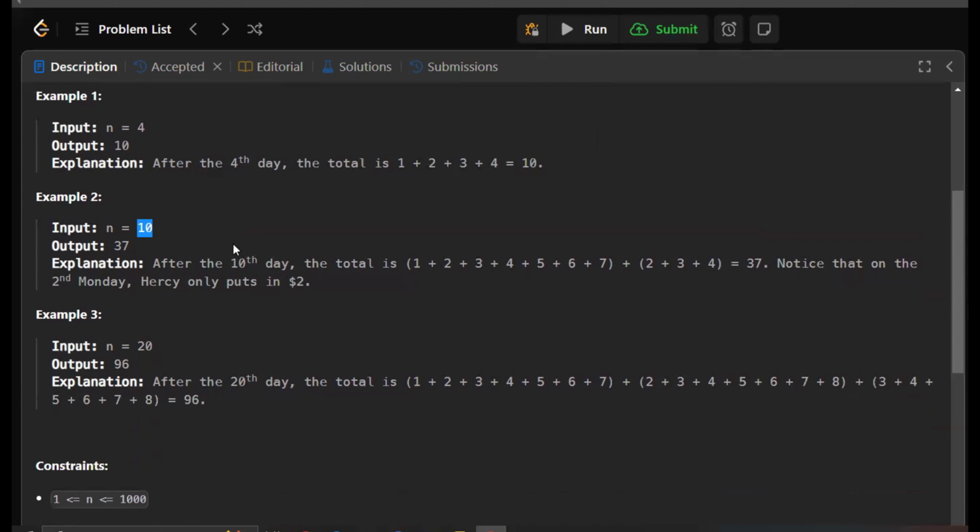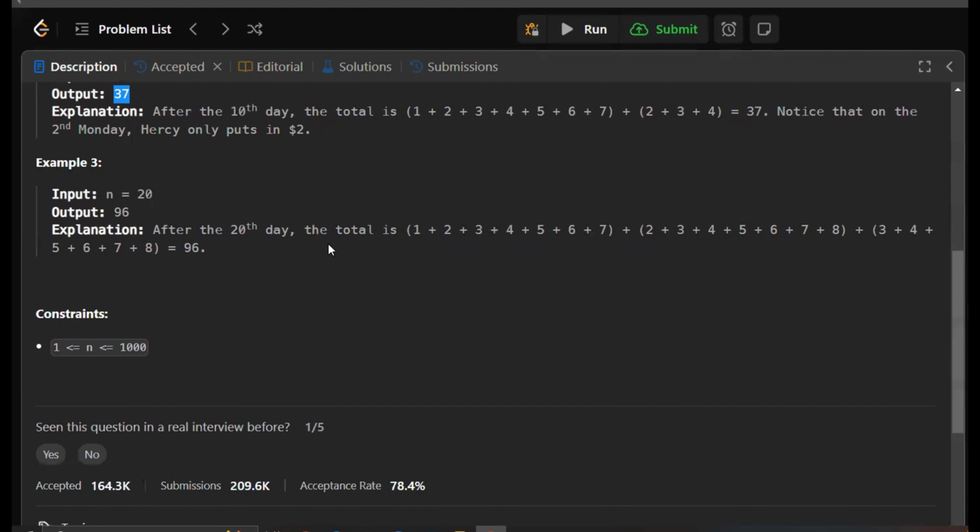So on the first day, he will put $1. On the second day, he will put $2. Similarly, on the seventh day, he will put $7. But in the next week, he will again put $2 on the first day of the next week. Similarly, $3, $4, and so on. So here, after 10 days, the total amount of money will be 37.